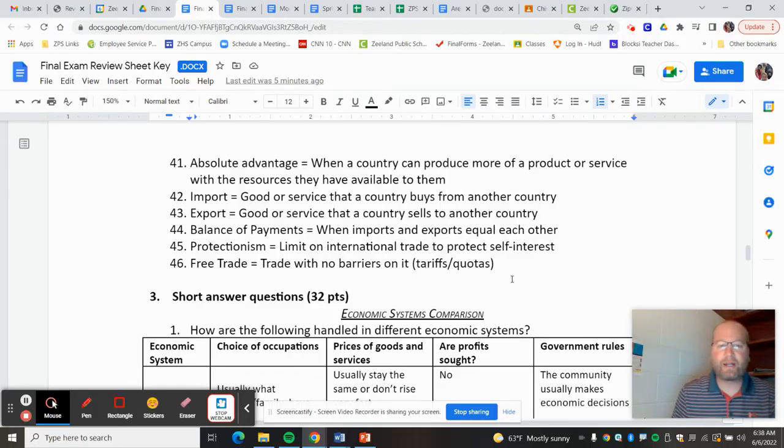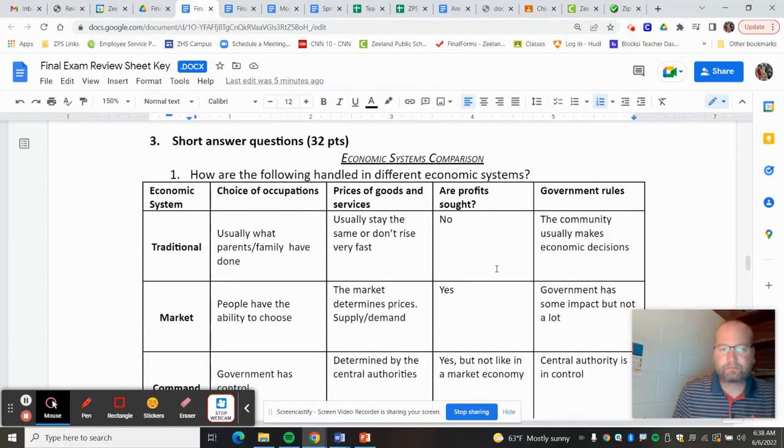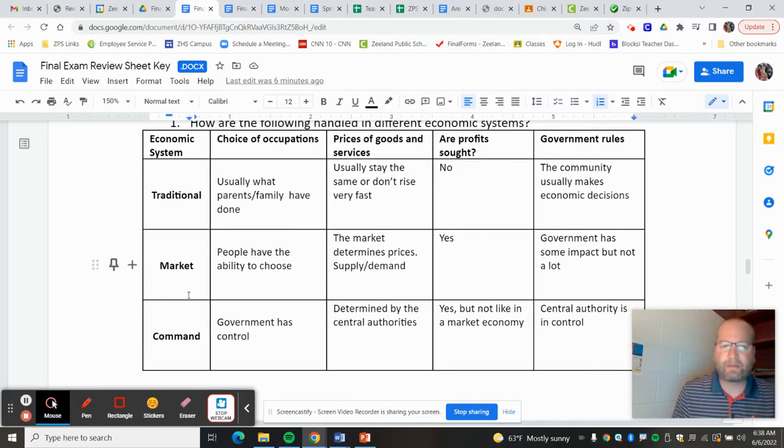Okay, then there are going to be some short answer questions that deal with the following. With economic systems, how are the following handled in different economic systems? Well, we got those three economic systems that we studied: a traditional, market, or command.